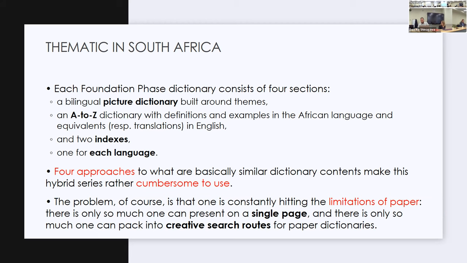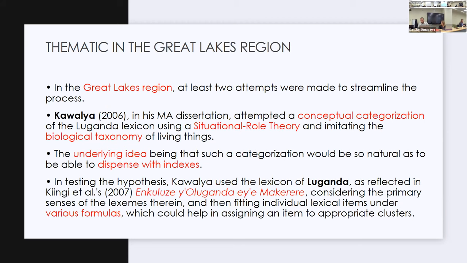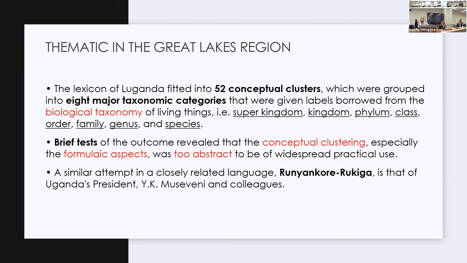Creative search groups are being invented. In the Great Lakes region, Kamali again, he has for his MA developed such a type of dictionary, and he used the biological taxonomy to organize his data. Departing from the monolingual dictionary for Luganda by GNG, and using super kingdom, kingdom, phylum, class, order, family, genus, and species, he hoped that it would be possible to do away with an index because everyone knows that. When he then tested his prototype dictionary, he realized that no one knows it, so it is as useful as the other thematic dictionaries without the index.